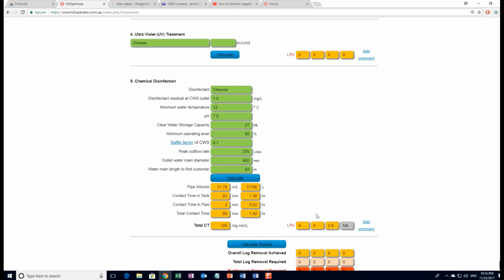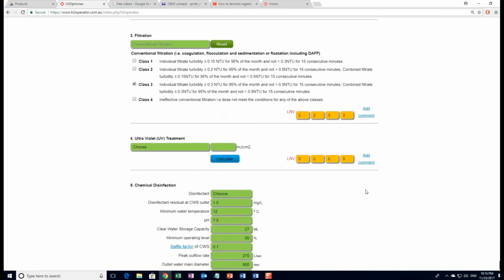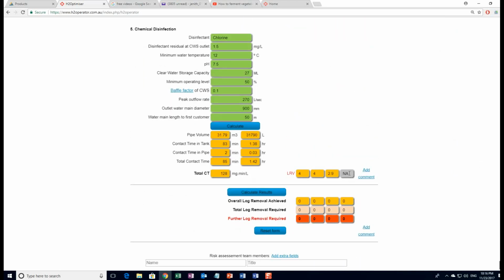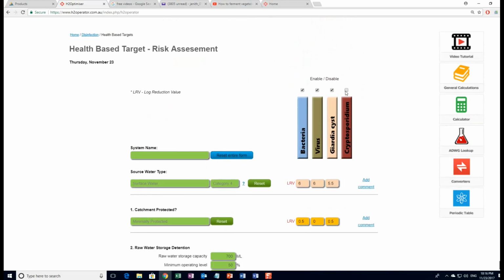So calculate. So that tells me I've got 4 log reduction for bacteria, 4 log reduction for virus, 2.9 for Giardia cyst, and no log credits for Cryptosporidium. So as you know, Cryptosporidium is not affected by chlorine dose. Now note that you can always unclick something to get rid of it, because if these things are not particularly a risk for you, you can always turn them off, or you can turn them back on as well.